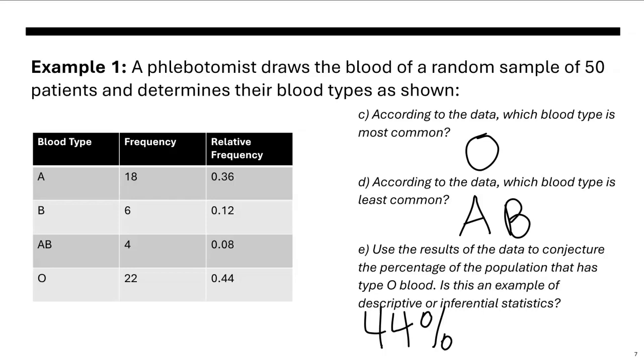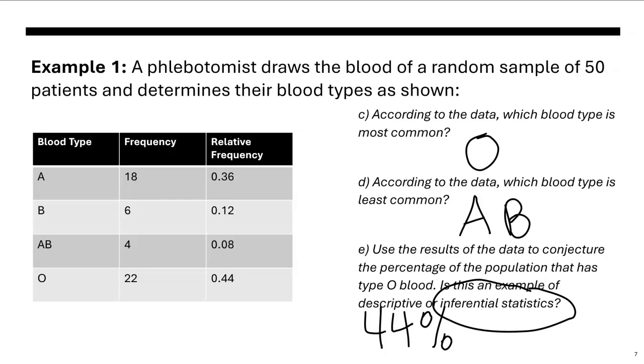Now, if we take that to make a conjecture about the population, is this an example of descriptive statistics or inferential statistics? What do you think? If you said inferential statistics, then you are correct. So remember, inferential statistics is when you take results from the sample and you use that to make generalizations about the whole population, okay? So 44% of our sample was blood type O, and we're just going to use that and say approximately 44% of the population is blood type O.